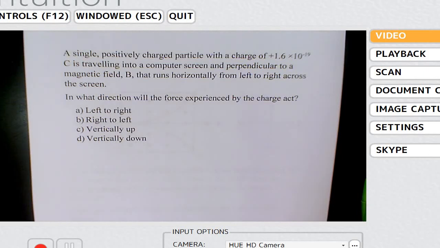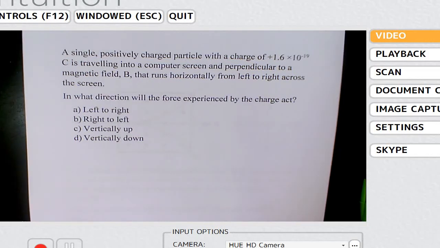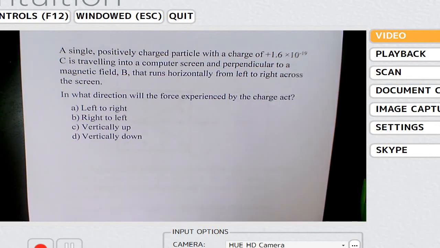A single positively charged particle with a charge of 1.6 times 10 to the power of negative 19 coulomb is traveling into the computer screen and perpendicular to a magnetic field that runs horizontally from left to right across the screen. In what direction will the force experienced by the charge act?